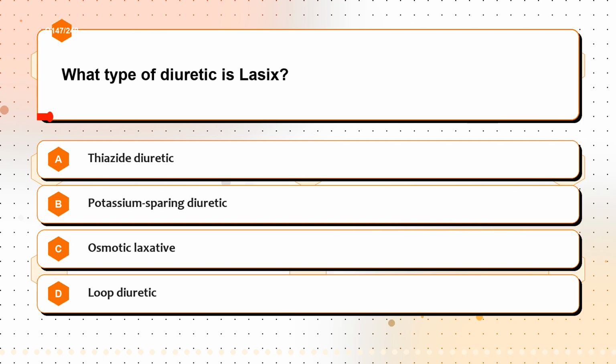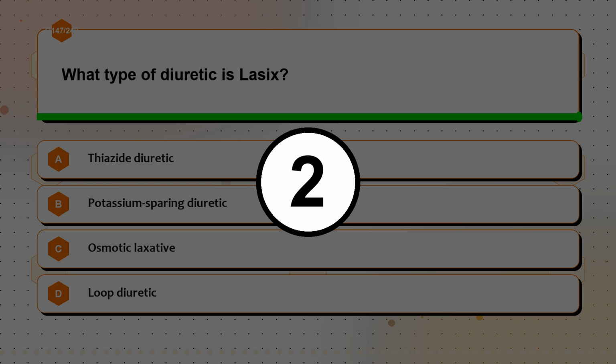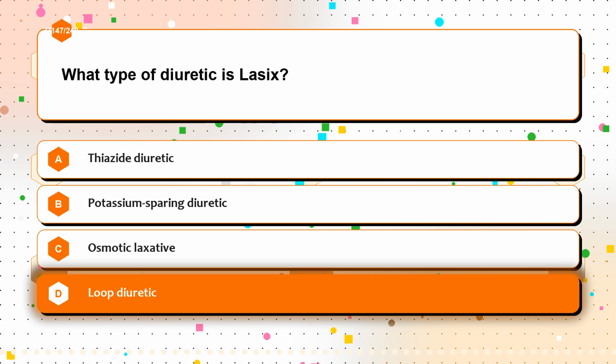Question 147. What type of diuretic is Lasix? Here are the options. Option A, thiazide diuretic. Option B, potassium-sparing diuretic. Option C, osmotic laxative. Option D, loop diuretic. The correct answer is option D, loop diuretic.